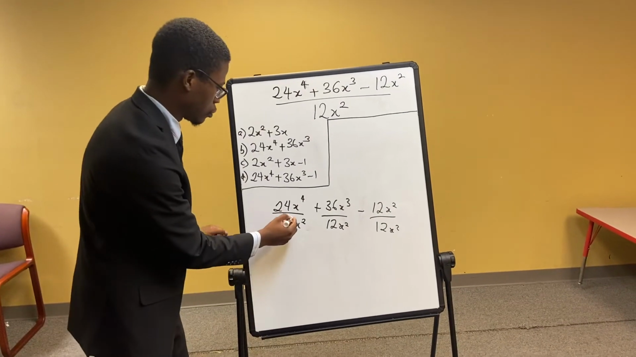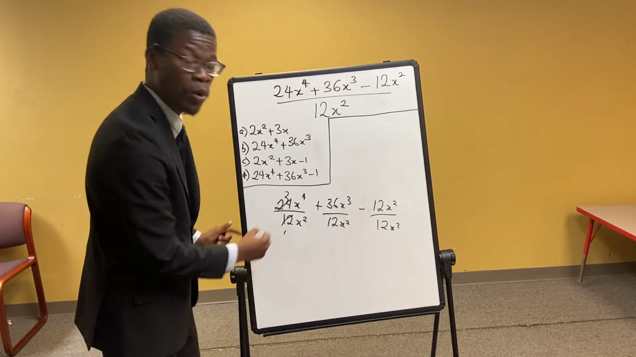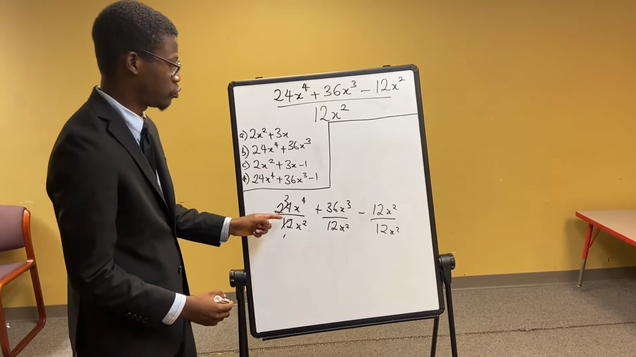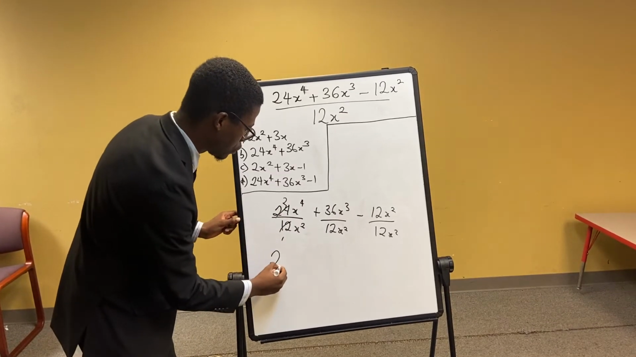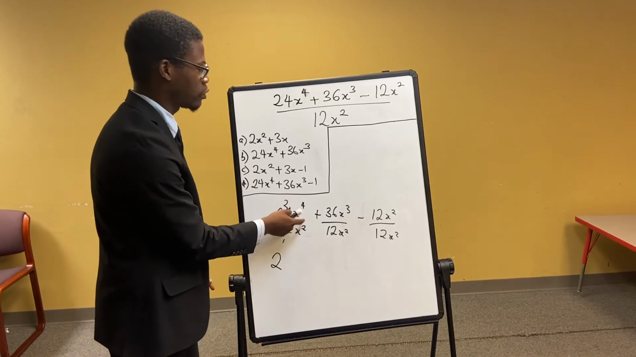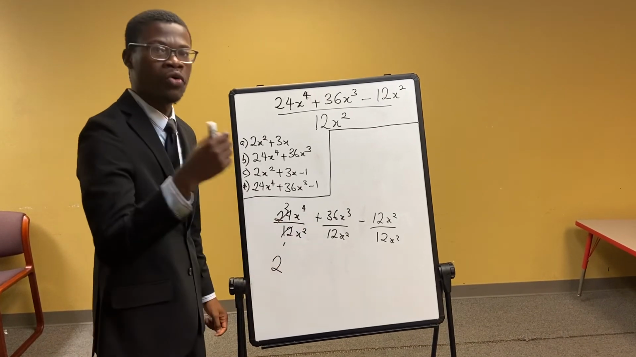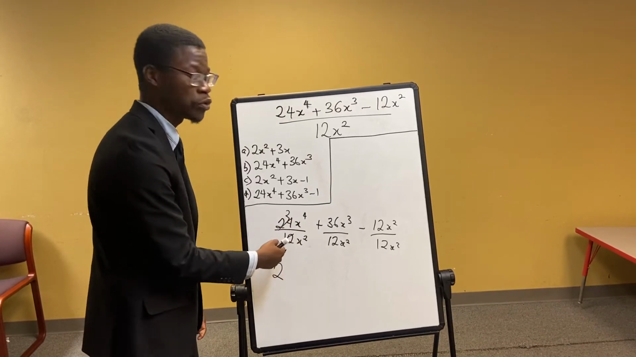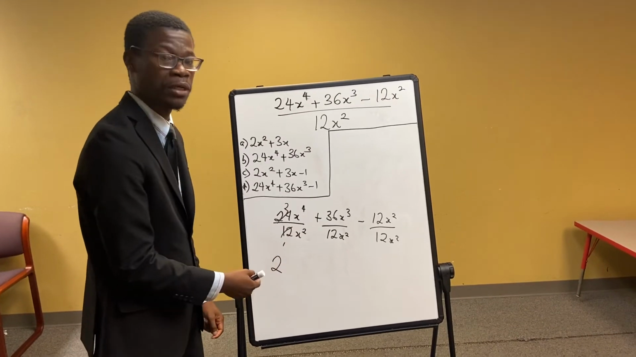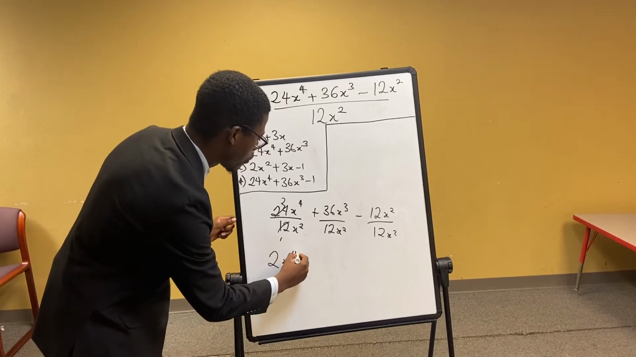So here 12 goes into 24 twice. Remember, 24 is a multiple of 12. All right, so I have 2 here. Now x to the power of 4 divided by x to the power of 2. For exponents, when you are dividing, what do you do? You subtract the exponents. So 2x to the power of 4 minus 2.